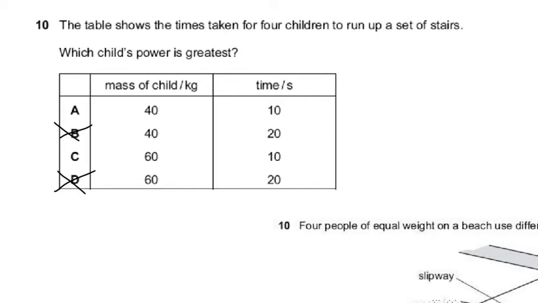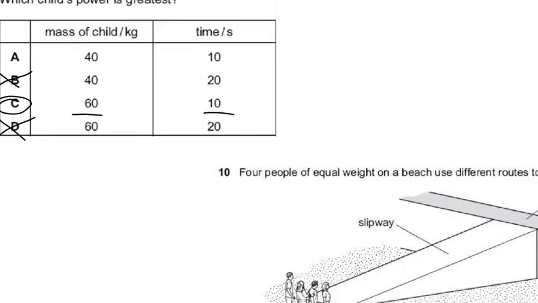600 newtons, it's the same amount of time, right? But 600 newtons moving a certain distance is going to be more work than 400 newtons. So basically, there you go. Shortest time, biggest force. That's going to be your greatest power. Alrighty.